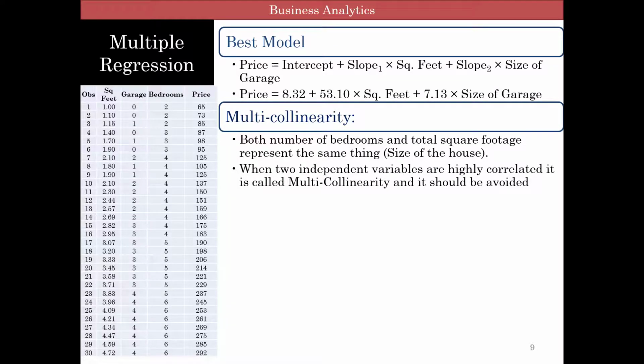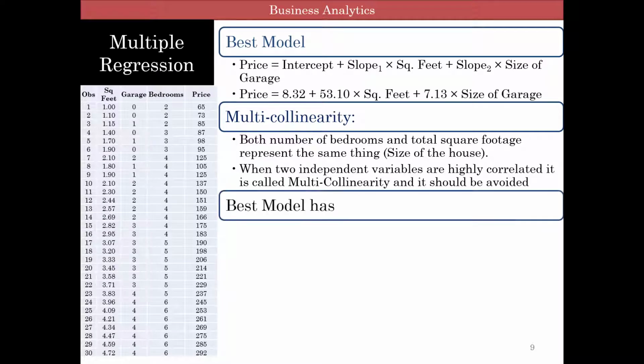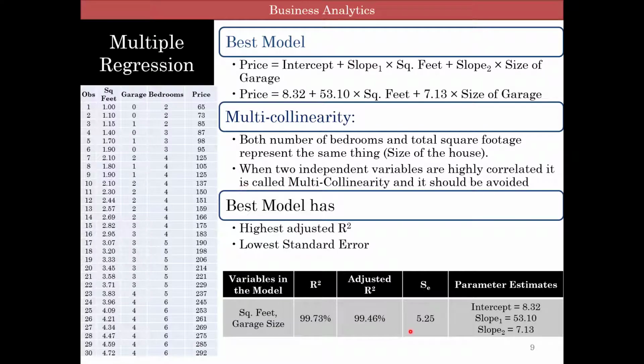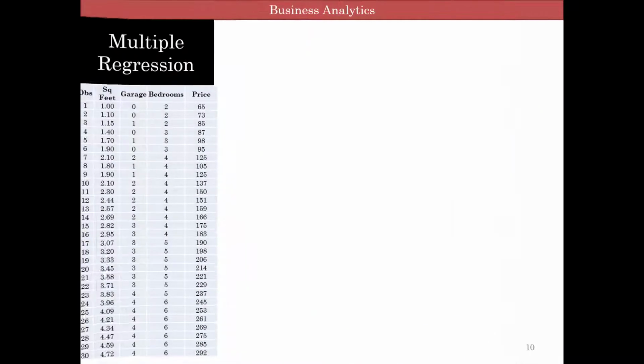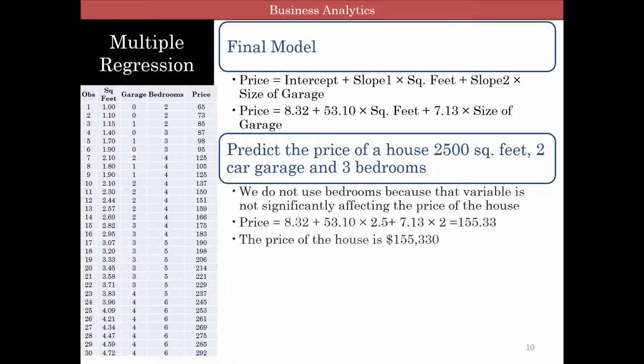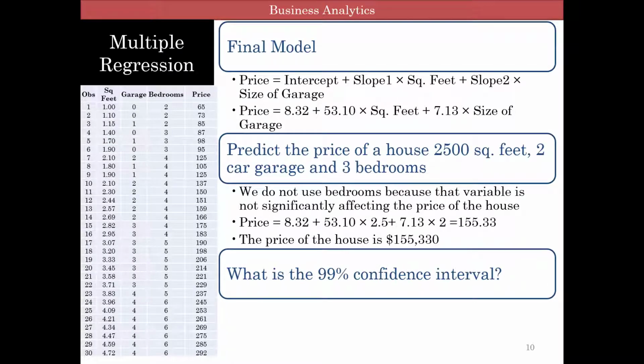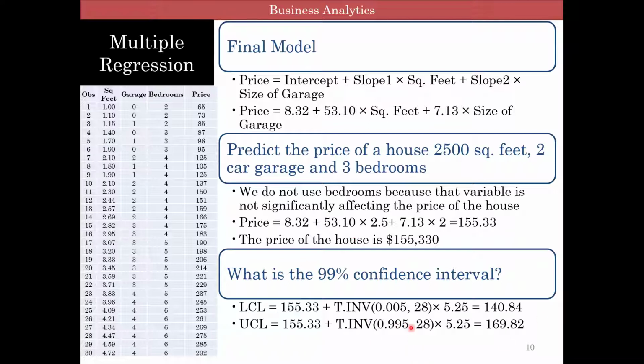Bedrooms, and we talked about bedrooms, are removed because they are highly correlated with the size of the house. And this is the model which has the highest adjusted R squared and the lowest standard error. You can use the final model to run predictions. This is the same as last time. You can create confidence intervals. Remember that these confidence intervals are using your standard error, and therefore they're approximate. You have not found the standard deviation of the prediction for this one.